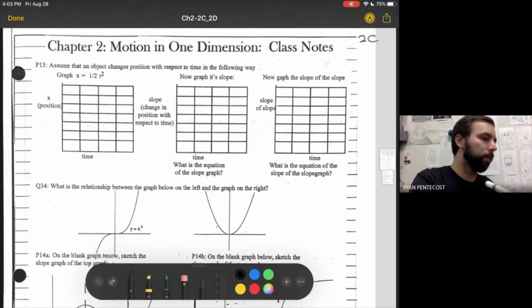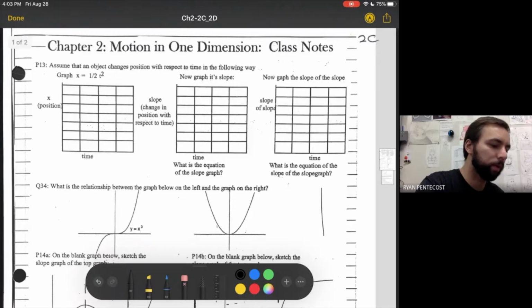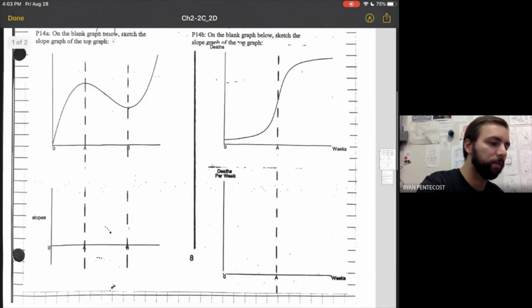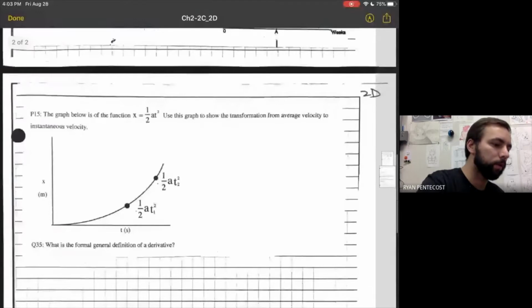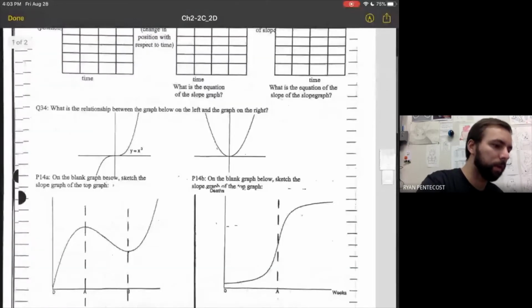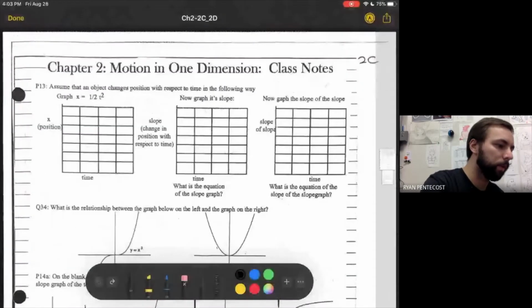Got my iPad over here, so sorry if I jump off the screen real quick. This is going to be titled 2C and 2D. This is from the old physical science or AP physics curriculum that we'll be using for review. So first, let's go over P13.